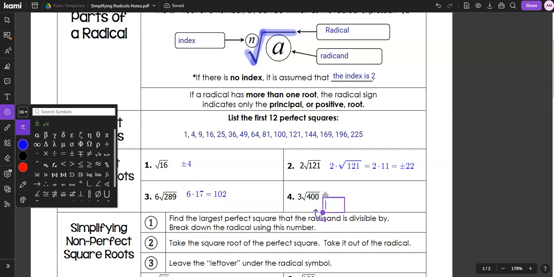All right, number 4 is 3 times the square root of 400. The square root of 400 is 20. So that means the answer is 60.